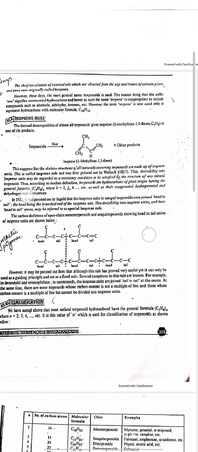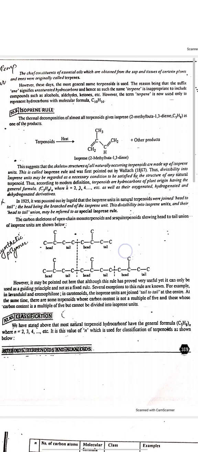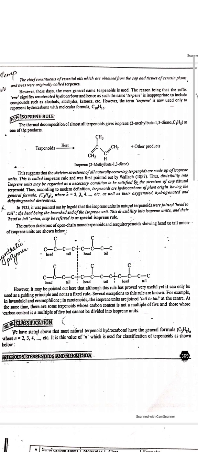The constituents of essential oils, which are obtained from the sap and tissue of certain plants, were originally called terpenes. However, these days the more general name terpenoid is used, the reason being that the suffix "-ene" signifies unsaturated hydrocarbons, and hence the name terpene is inappropriate for compounds such as alcohols, aldehydes, ketones, etc. The term terpene is now used only to represent hydrocarbons with molecular formula C10H16.